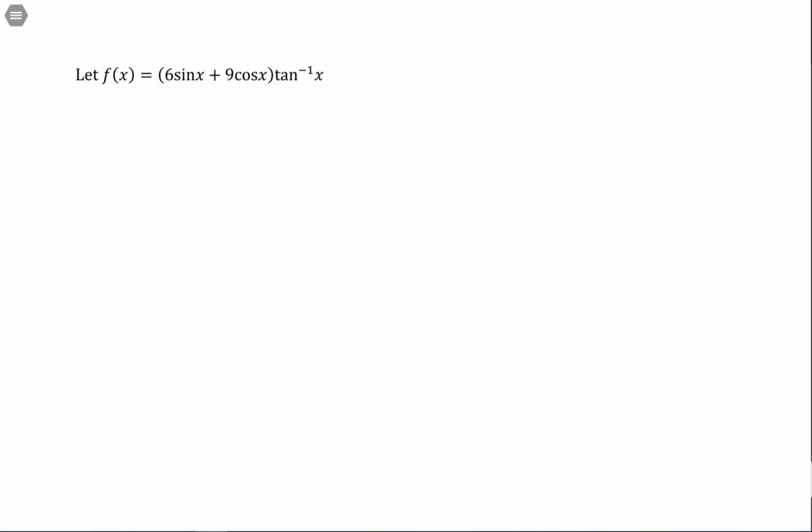Let f of x equal 6 sine x plus 9 cosine x times the arctangent of x. So we have this quantity of functions, I'll say, times this function. And since they're multiplied together, I need to use the product rule.